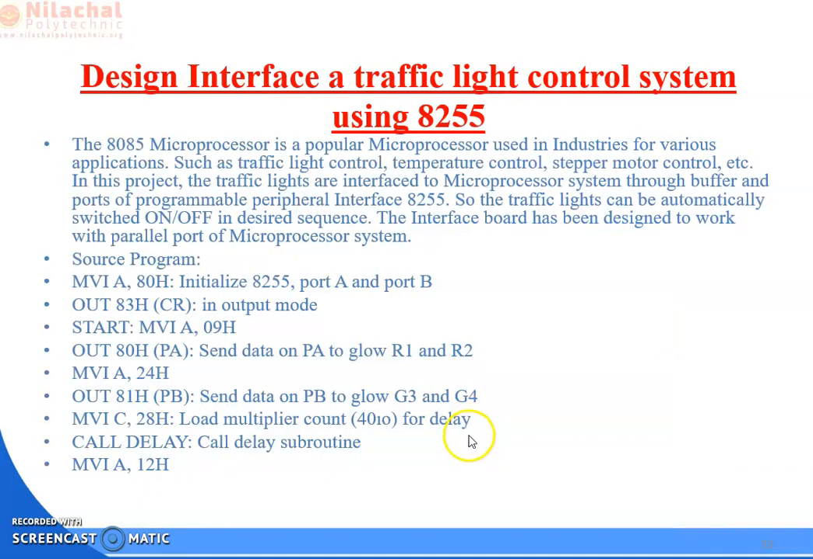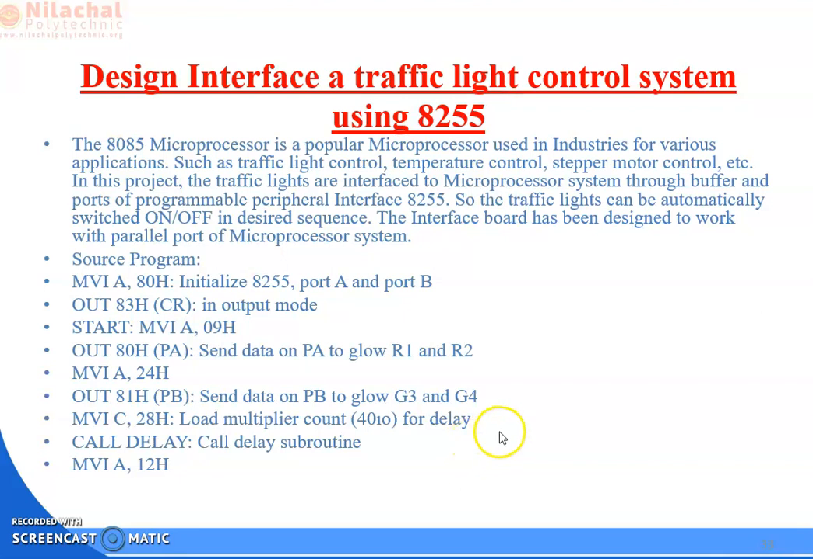Next is design an interface for a traffic light control system using 8255. The 8085 microprocessor is a popular microprocessor used in industries for various applications such as traffic light control, temperature control, stepper motor control, etc. In this project, the traffic lights are interfaced to the microprocessor system through buffers and ports of the programmable peripheral interface 8255. The traffic lights can be automatically switched on or off in the desired sequence. The interface board has been designed to work with the parallel port of the microprocessor system.